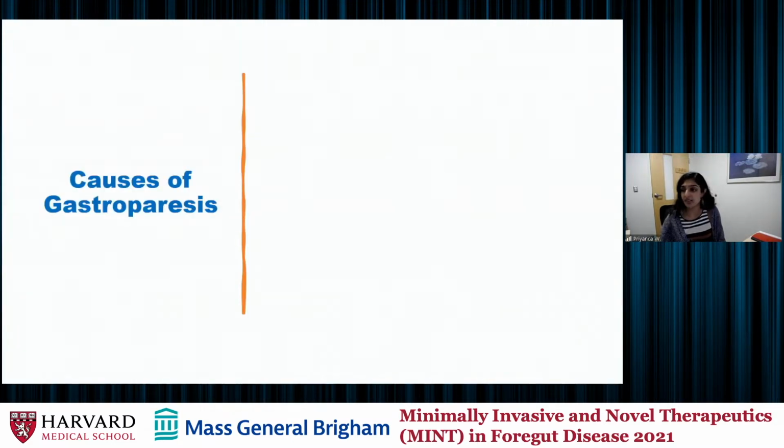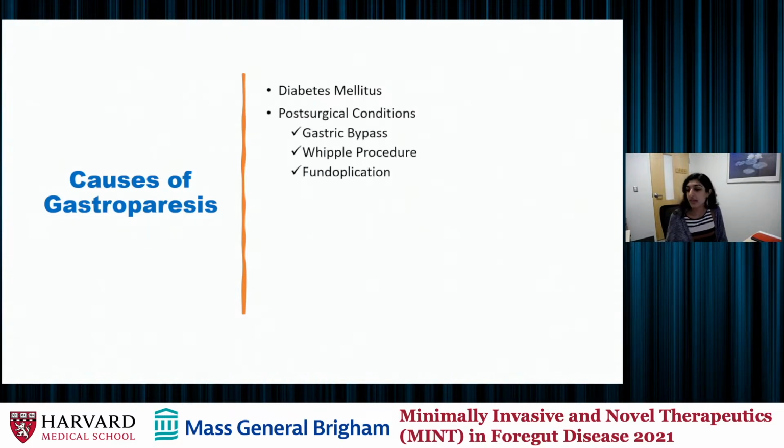So what are some causes of gastroparesis that we see here? Your number one most common cause is diabetes. Diabetes is commonly seen in most patients with gastroparesis, especially when they have poorly uncontrolled glucose levels. It's also seen in post-surgical conditions such as gastric bypass, a Whipple procedure, fundoplications. Again, the anatomy is a bit different compared to your average person, so it will affect the GI tract along with digestion of your food.